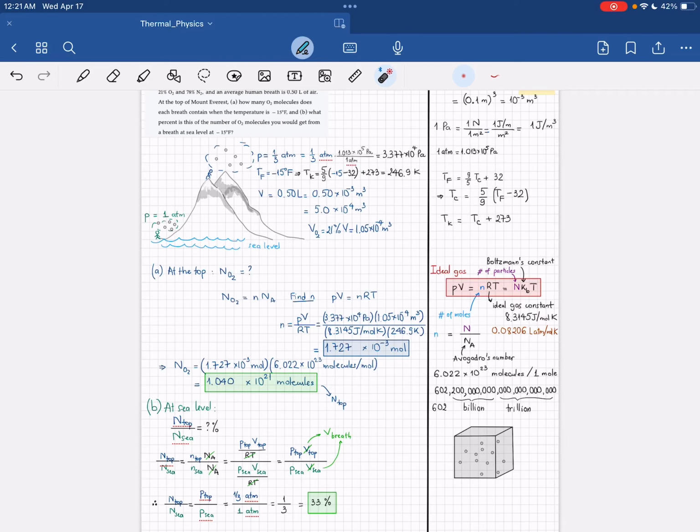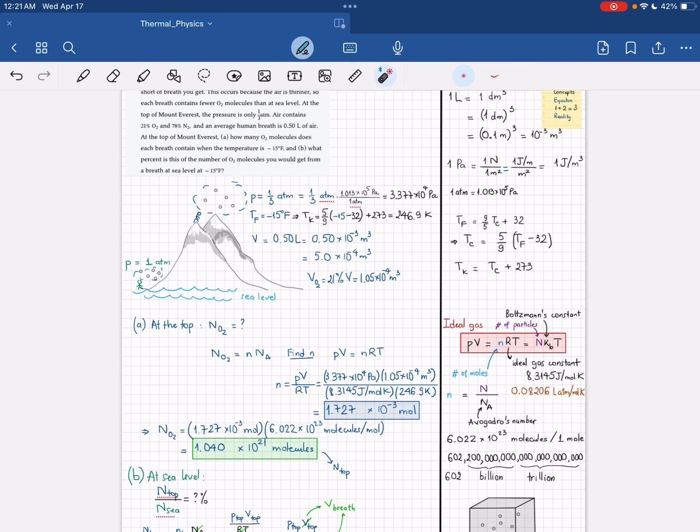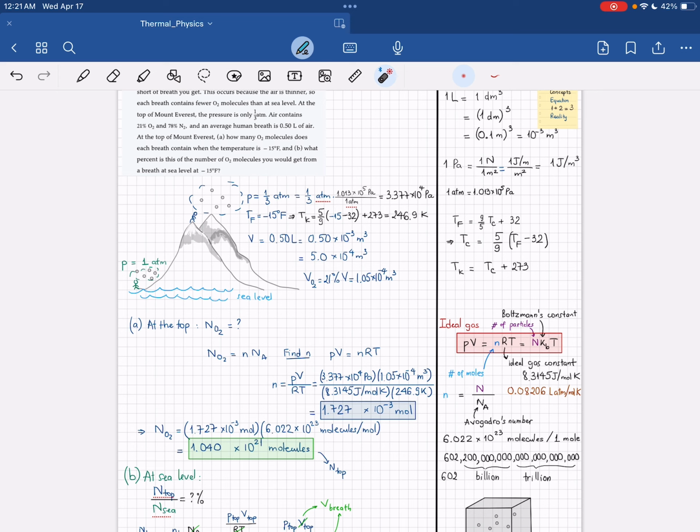Okay, now let's move to the second question. What percent is this of the number of oxygen molecules you could get from a breath at sea level? So they ask us to determine the number of oxygen molecules at sea level as well, and then compare it with the one at the top to see what the percent is.